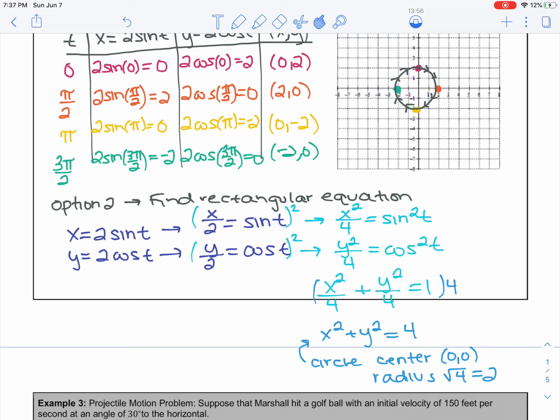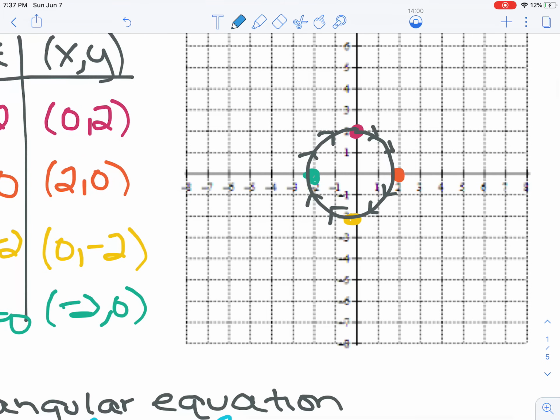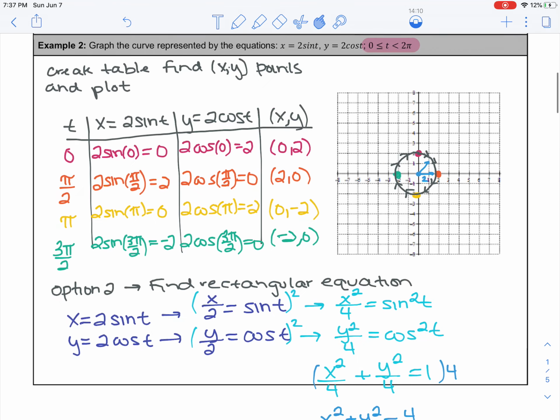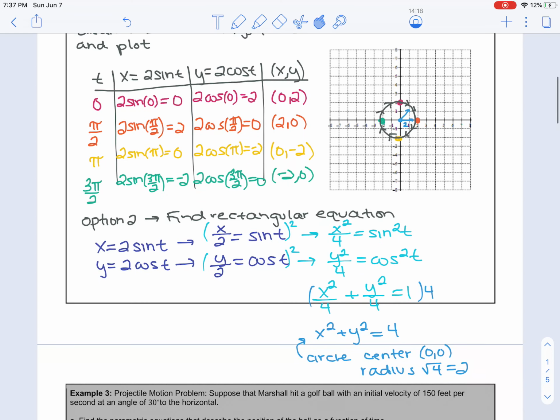So if you look up here at our graph that we did the first way, we should be seeing a circle with center 0, 0 and radius 2, which we definitely have. Okay, so again, a couple options there. Either one is fine. I wanted to talk about option 2 here just to revisit this type of conversion that relies on that Pythagorean identity.